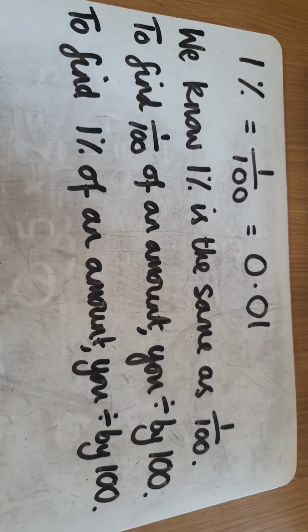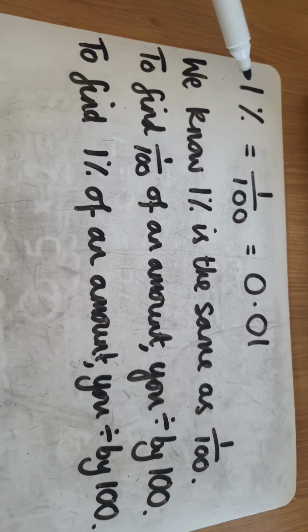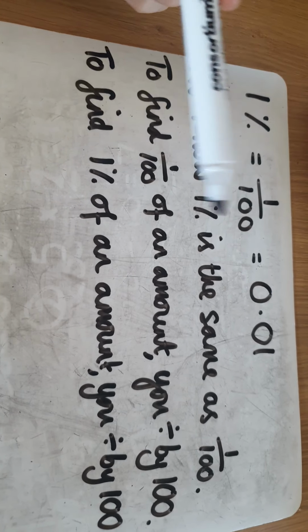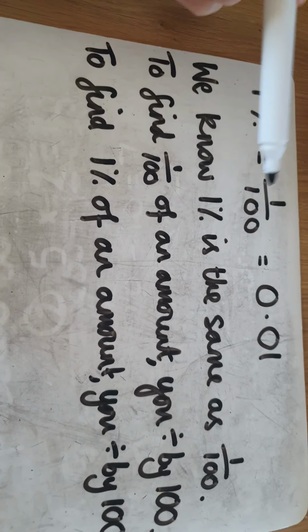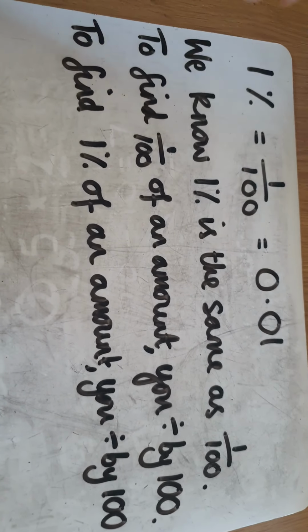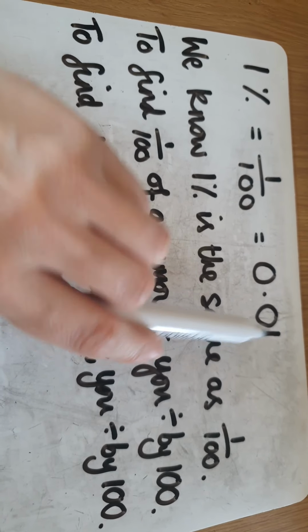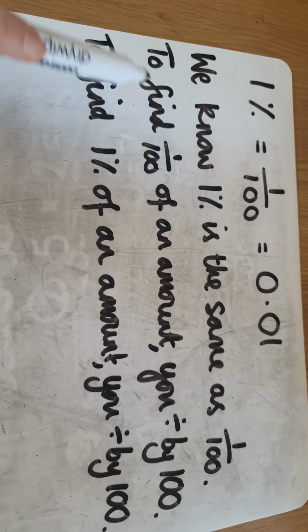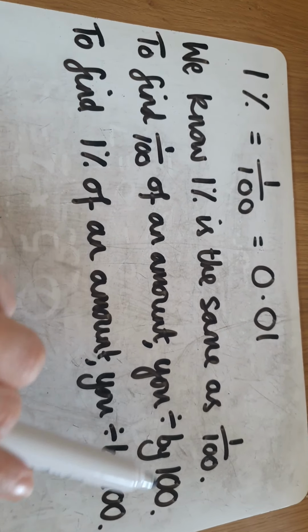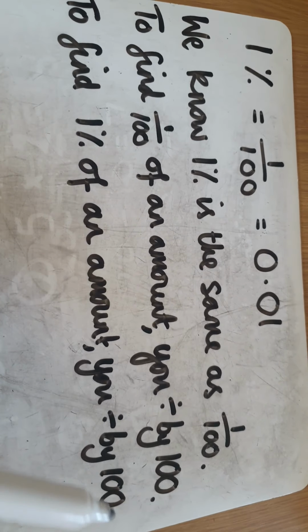So carrying on with percentage of amounts, today we're going to look at 1% of an amount. As I've also said previously, we've learnt all of these equal facts. So 1% is the same as 1/100th, which is the same as 0.01 because that 1 is in the hundredths column. So we know that 1% is the same as 1/100th. To find 1/100th of an amount, we divide by 100. Therefore, to find 1% of an amount, you divide by 100. So that's what we're going to do today.